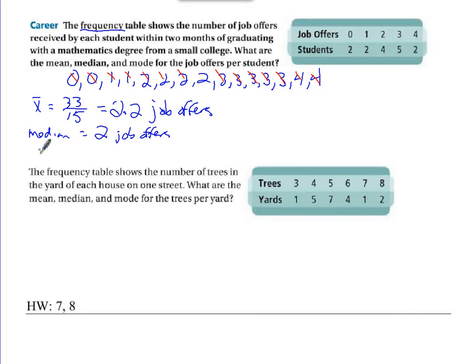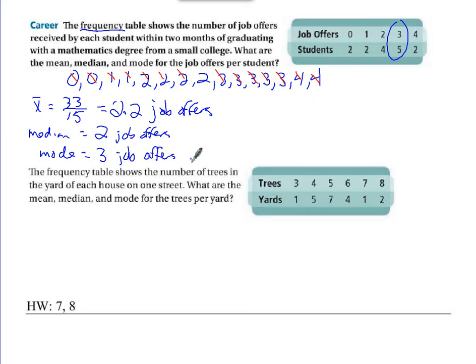One more, the mode. How do you know it's 3? Because 3 occurs the most up here? Yeah, if you look on the frequency table, the mode becomes very easy to pick out. You can do the mode actually immediately before you even write anything else out. So the mode here is 3 job offers.